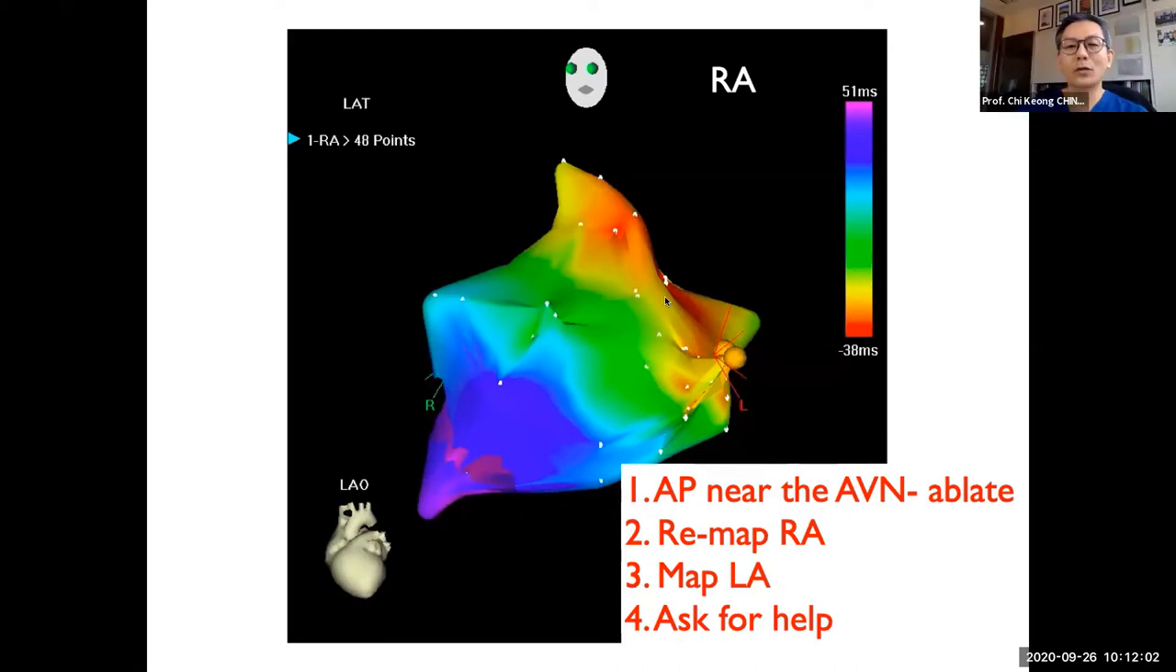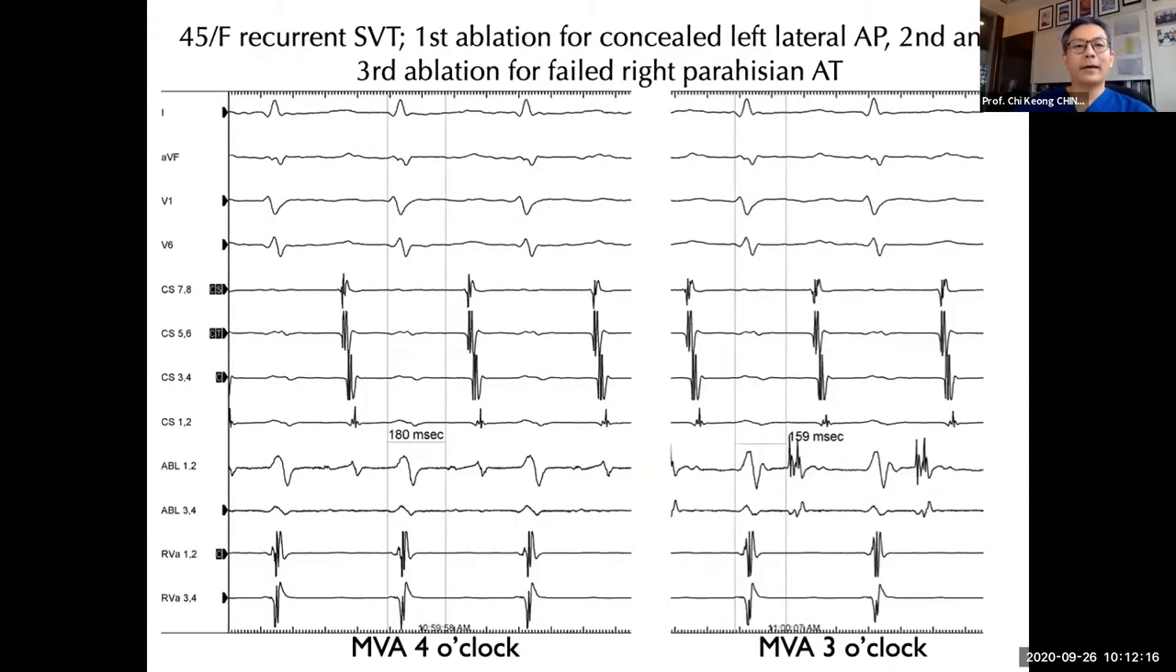So that's words of wisdom from an experienced operator. In short, he meant this looks funny, looks broad. We should either remap or map other structures. So in the interest of time, we went on to the left atrium. And this is the mapped EGM during tachycardia. You will see that the ablation catheter is on the mitral valve annulus at about the 4 o'clock position.